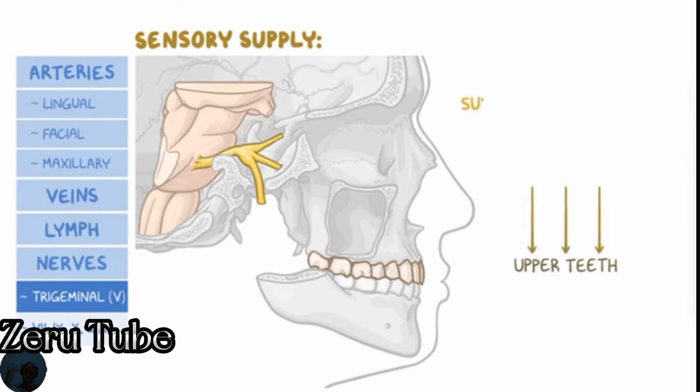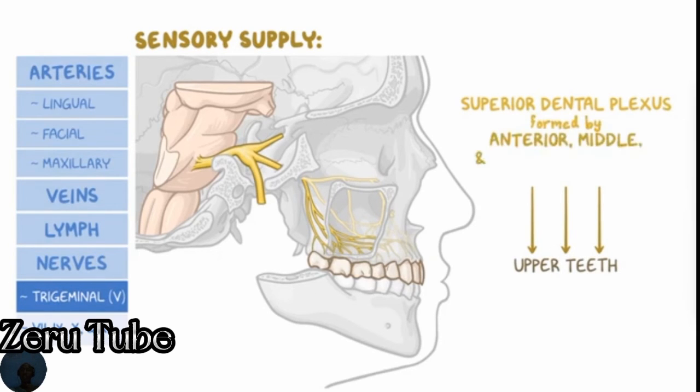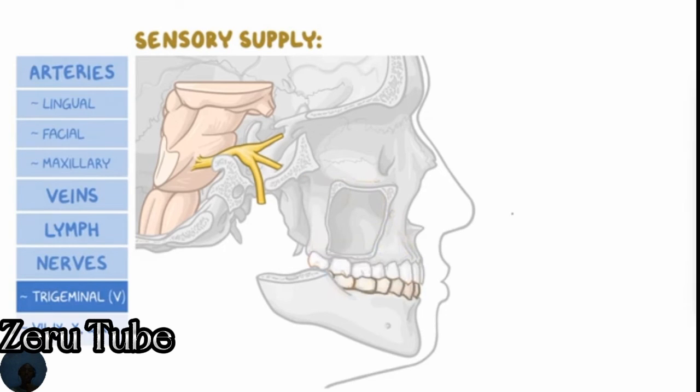The upper teeth are supplied by the superior dental plexus of the maxillary nerve. So the superior dental plexus of the maxillary nerve gives three branches: the anterior, middle and posterior superior alveolar nerves. Those are branches of the maxillary nerve.